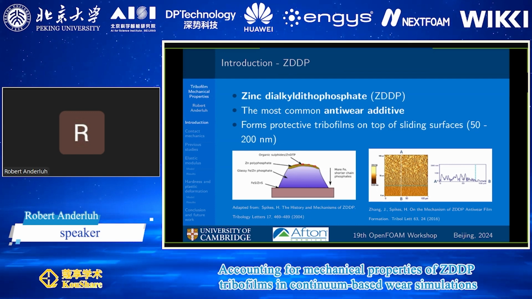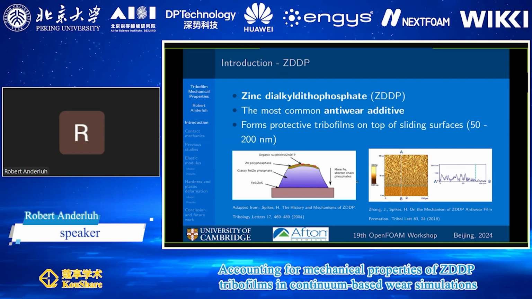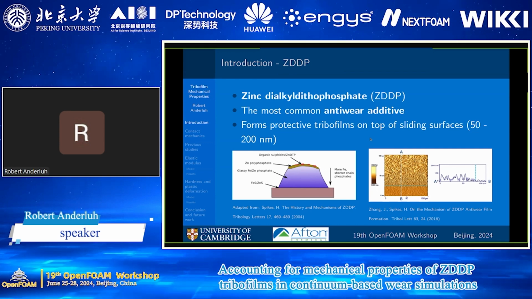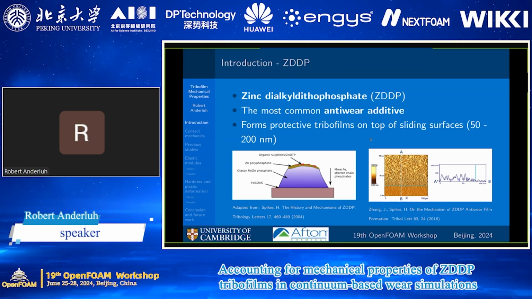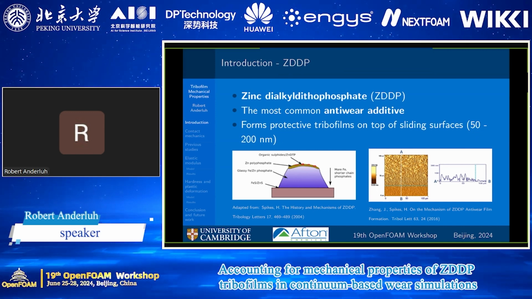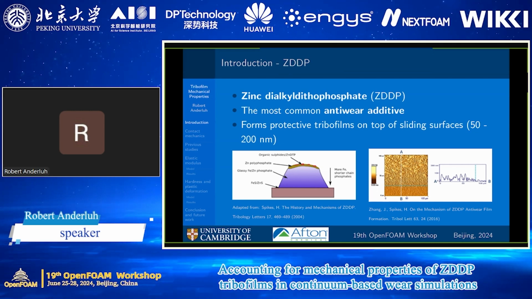The tribofilms themselves are about 50 to 200 nanometers thick. And here on the right side, in the right image, you can see a scan, a real scan of one ZDDP-covered surface. And you can see that the surface itself is quite patchy. The tribofilm itself is quite patchy and bumpy.